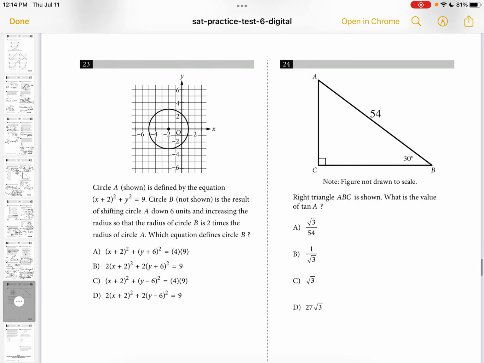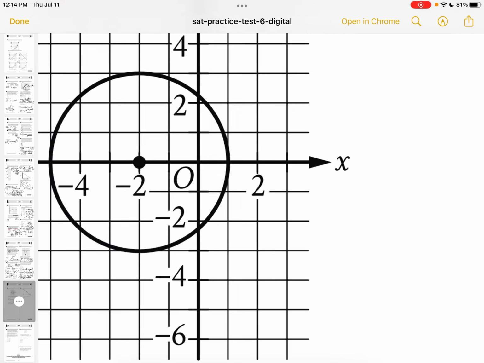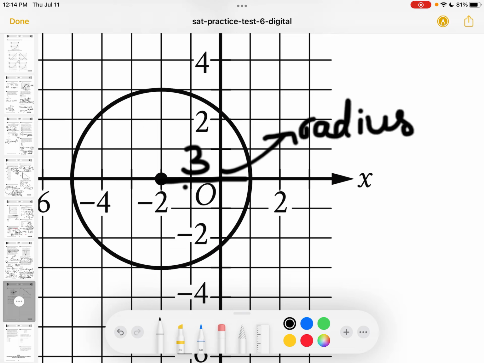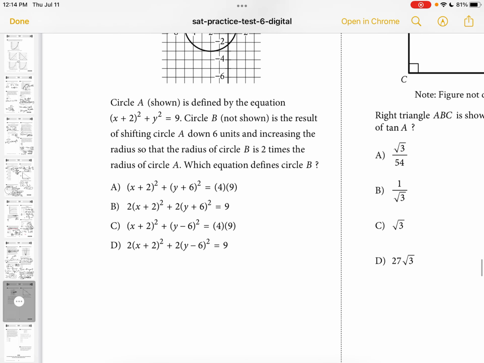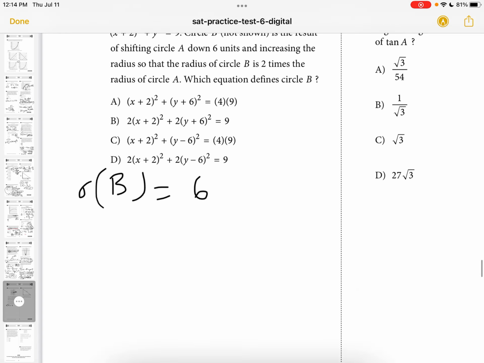So the radius of circle A, we can look at the graph and we can see its radius is 3. Let me zoom in. This radius is 3, the radius of circle A. So we know that the radius of circle B is 6, double.